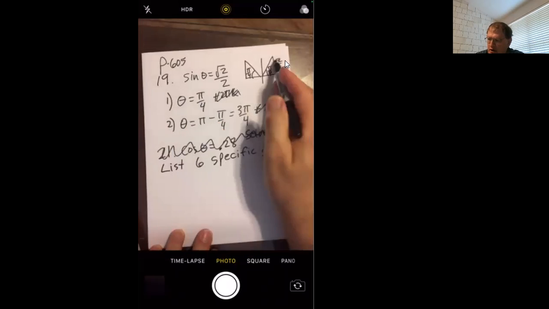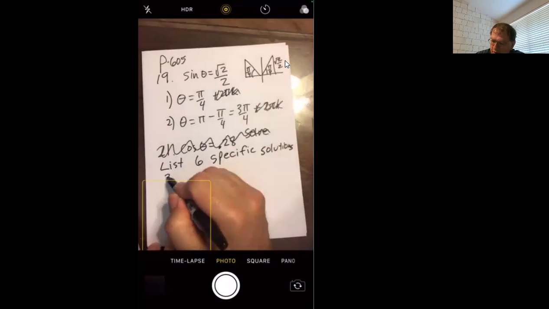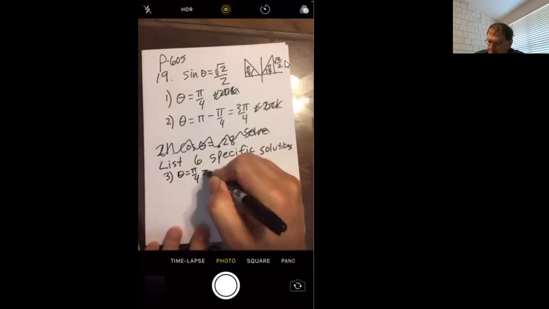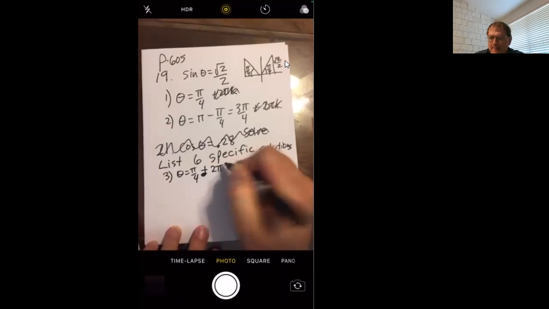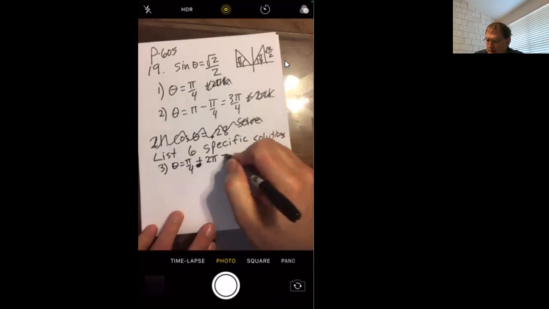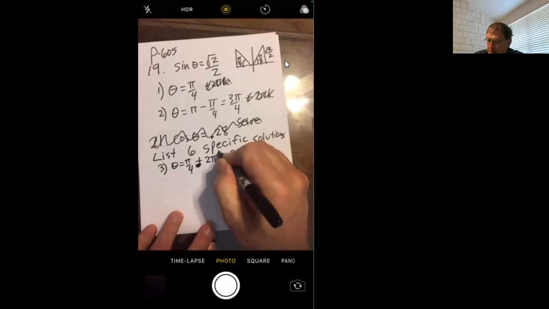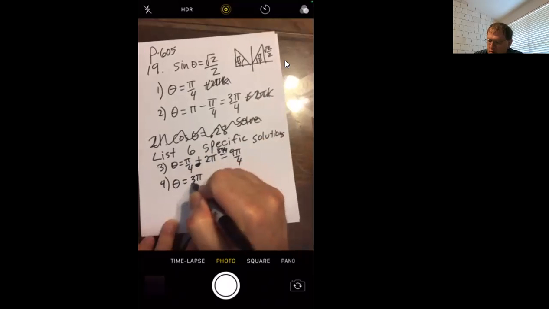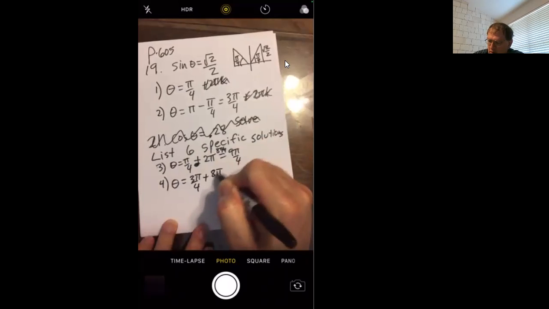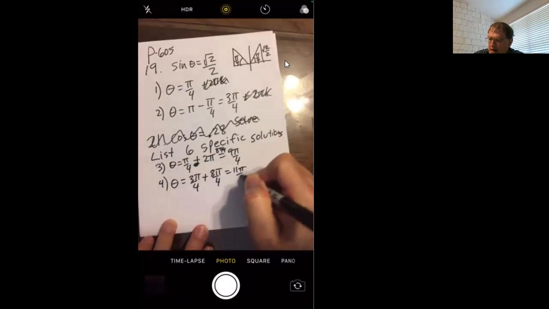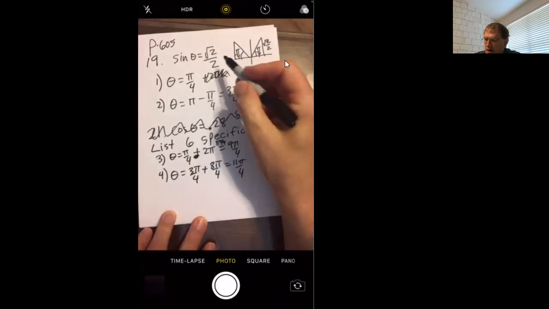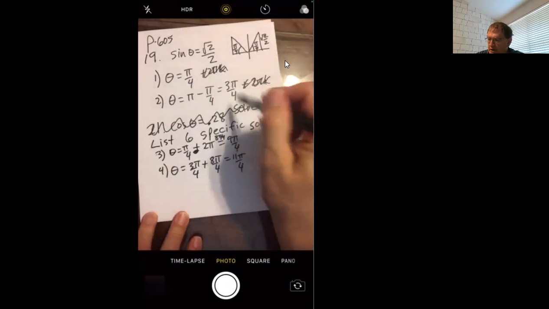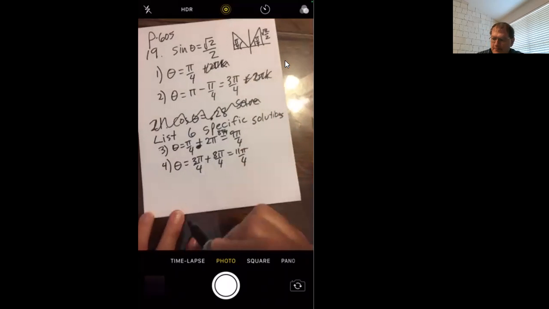So one is pi over 4 here, 3 pi over 4. So number 3, pi over 4, add 2 pi, 8 pi over 4, that'd be 9 pi over 4. For the fourth one, 3 pi over 4, plus 8 pi over 4 would be 11 pi over 4. Notice how there's a 2 pi over 4 difference here, same thing here. And there's an 8 pi over 4 difference going from here to here and from there to there.